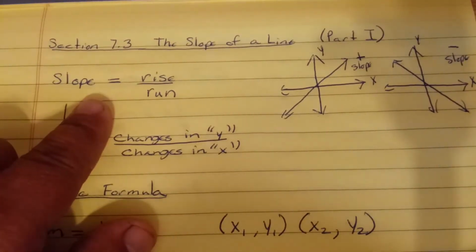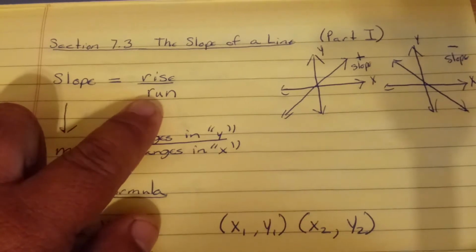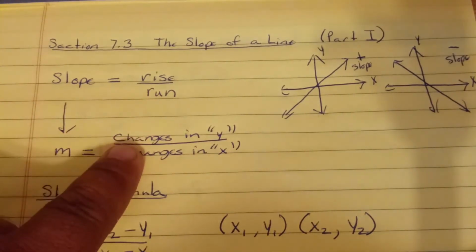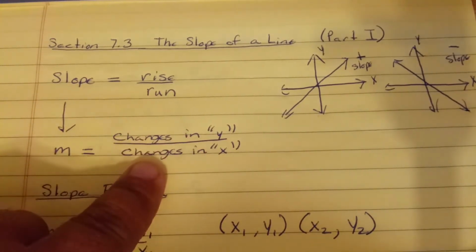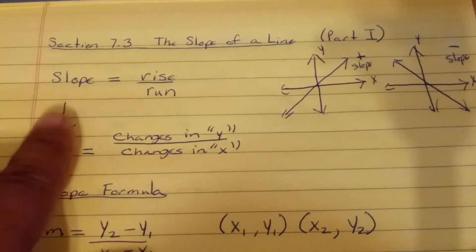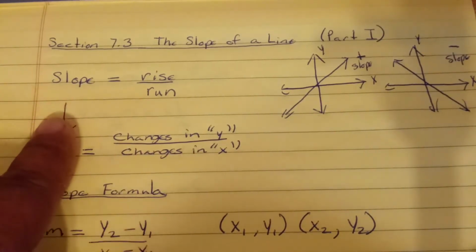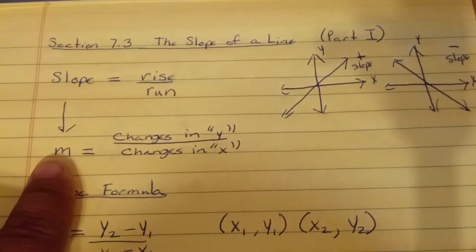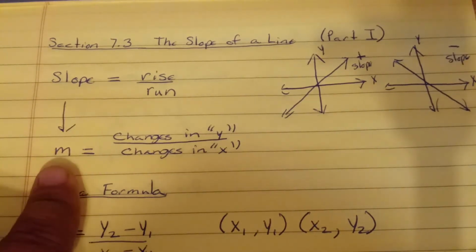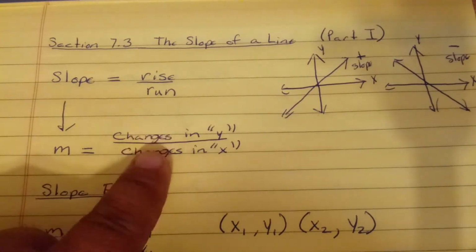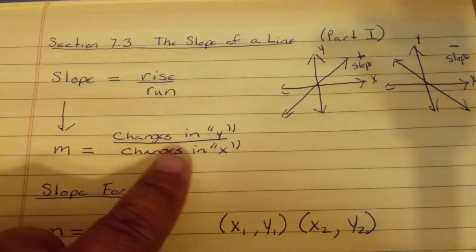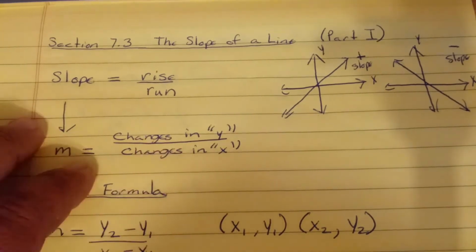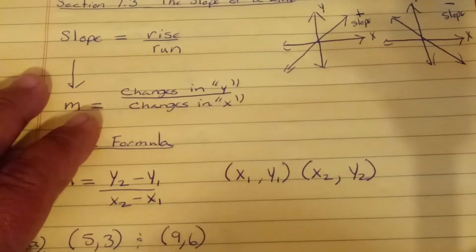For our main definition, the slope is going to be rise over run. In other words, the changes in y over the changes in x. And you're going to denote the slope with this letter right here, M. So whenever you see that M, that signifies that you're searching for the slope. Now we have to put it in context, a little bit more concrete than just using this definition. So we have this slope formula right here.